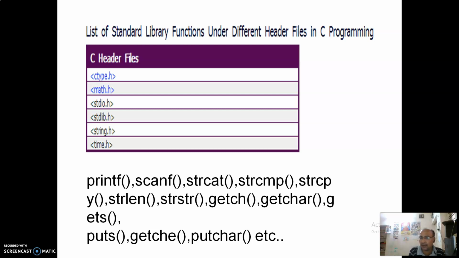When you are using the standard library functions, you include the header files depending upon those particular functions. The header files are ctype.h, math.h, stdio.h, stdlib.h, string.h, and also time.h. Previously I discussed strcpy, strlen, and strcmp. These are the standard library functions. How to include string.h.